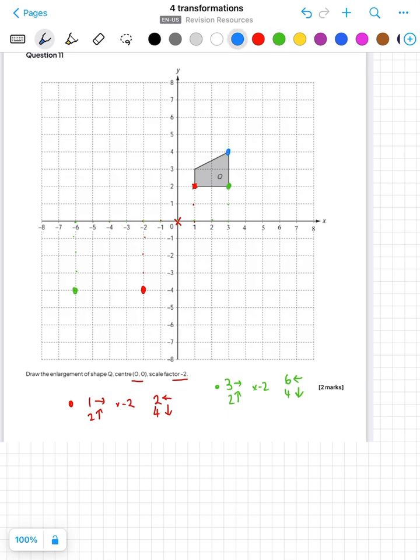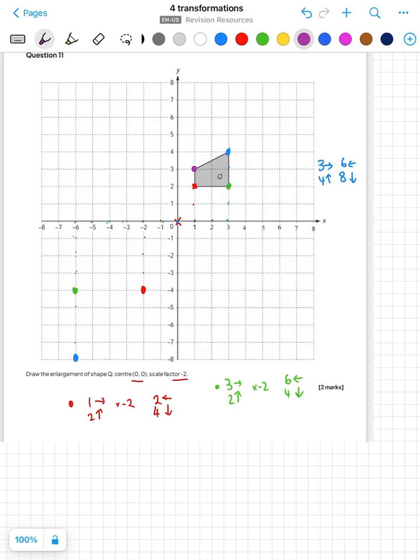Repeat with your next corner. 1, 2, 3 to the right, 1, 2, 3, 4 up. 3 to the right and 4 up. Double it and change direction. So from the centre of enlargement we are going 1, 2, 3, 4, 5, 6 to the left, and 1, 2, 3, 4, 5, 6, 7, 8 down.